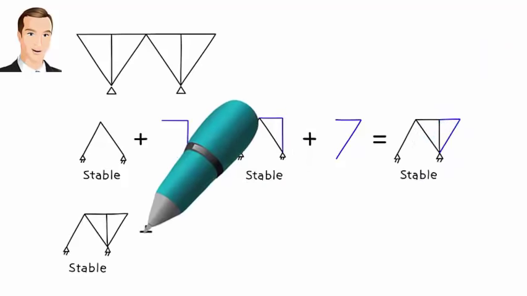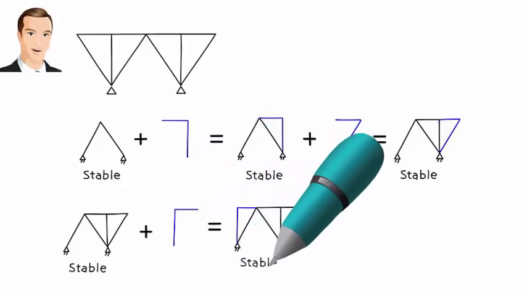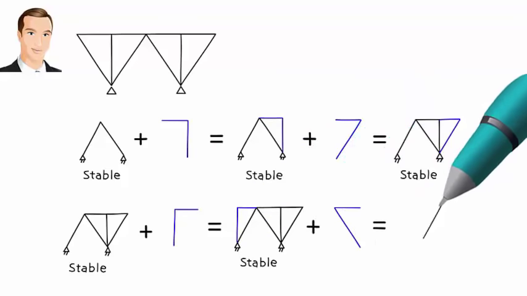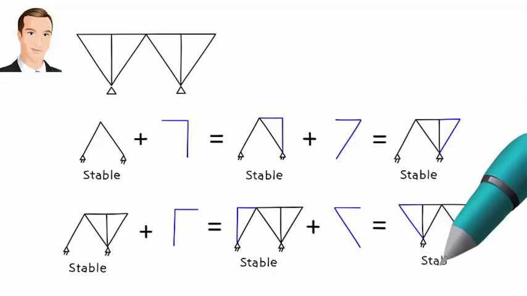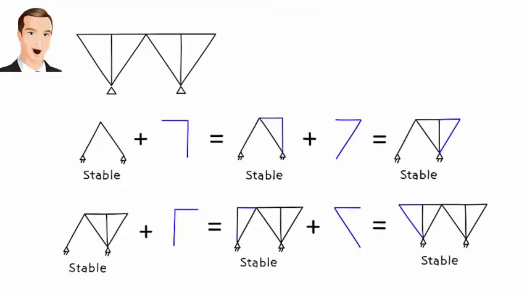Hopefully you see where I'm going with this. We can continue adding pairs of non-collinear members to the truss until we arrive at our target geometry. Therefore, this truss configuration is stable. When trying to determine the stability of such a truss, it may be more helpful to take away non-collinear members instead of adding them. Let me explain what I mean by that.